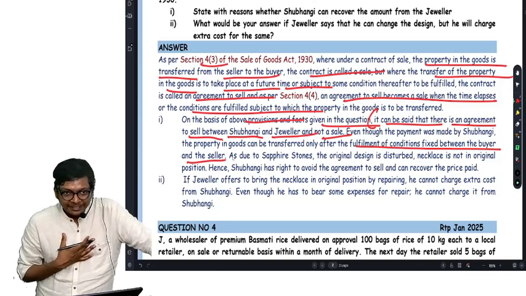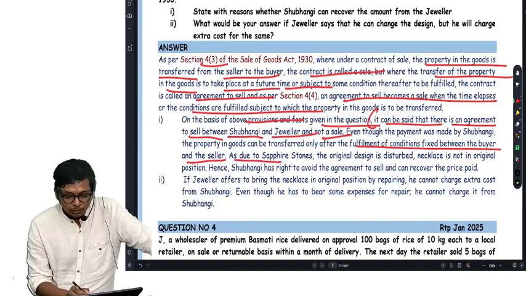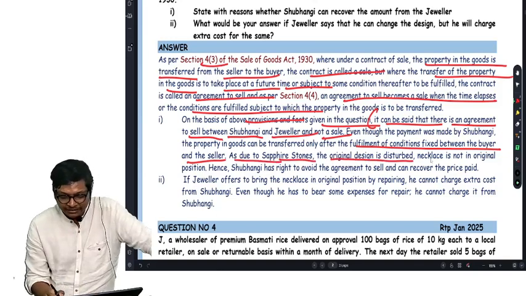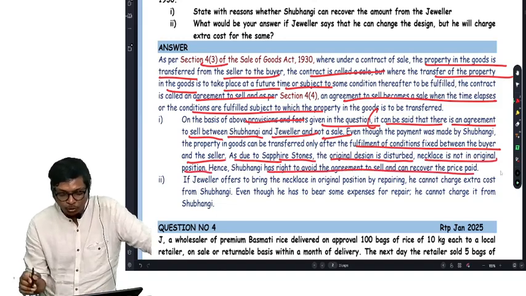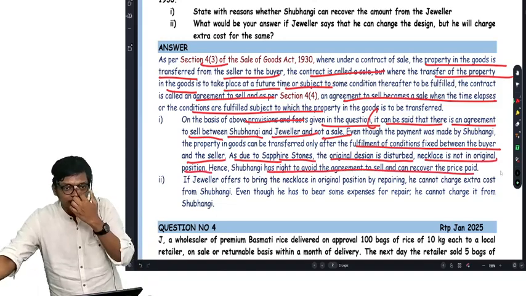The minimal expectation I have is it should be same. Due to the sapphire stones, the original design is disturbed. The necklace is not in its original position. Hence, Shubhangi has the right to avoid the agreement to sell and recover the price.